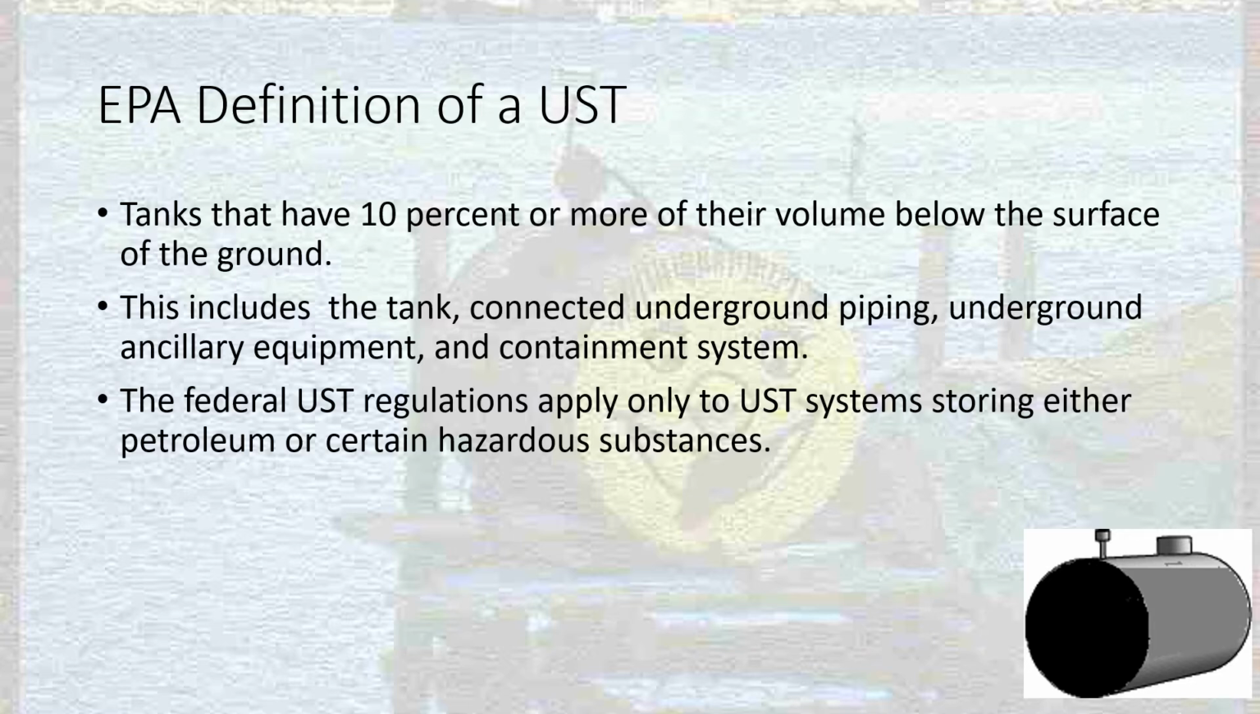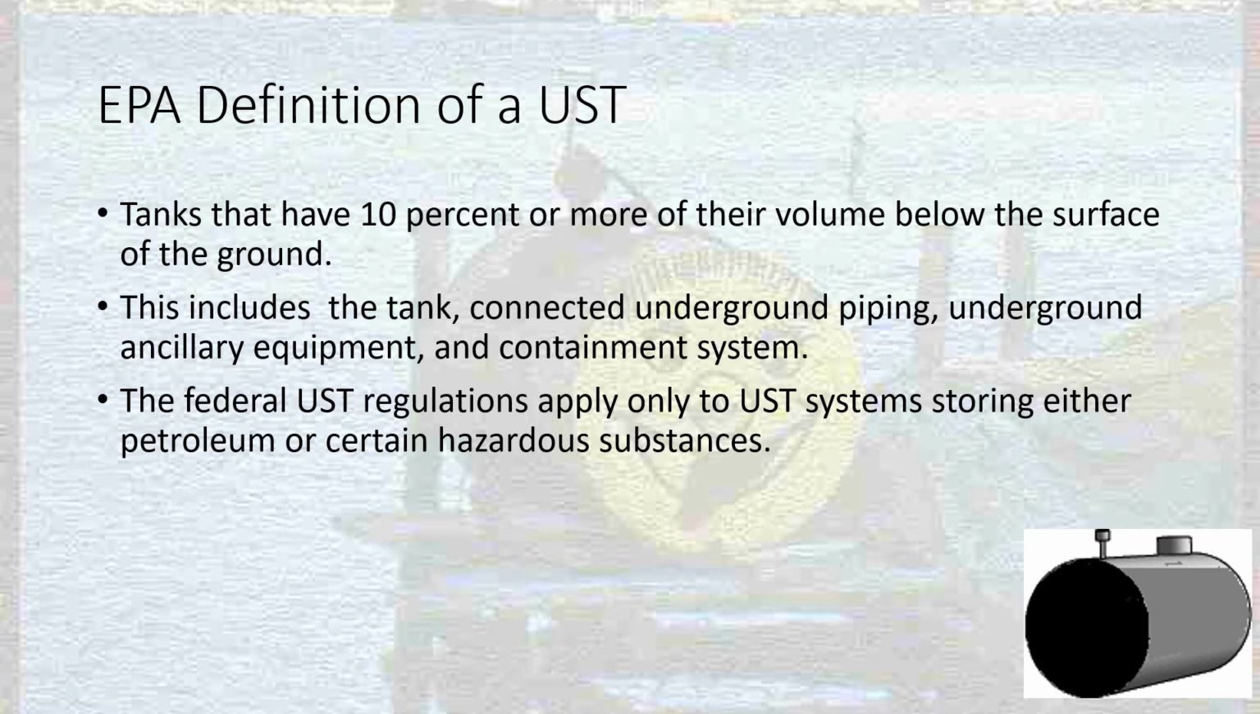The EPA definition of a UST is any tank that has 10% or more of its volume below the surface of the ground. This takes into consideration piping also, which you'll see in the next section. This includes the tanks, the underground piping, underground equipment, and the containment systems associated with the UST. If more than 10% of the volume of the tank is in the piping, that makes it a UST. So if you have an abnormally long piping run, you could actually have a tank that wouldn't normally be considered a UST that now would be a UST. I've never seen that happen, but it's theoretically possible.